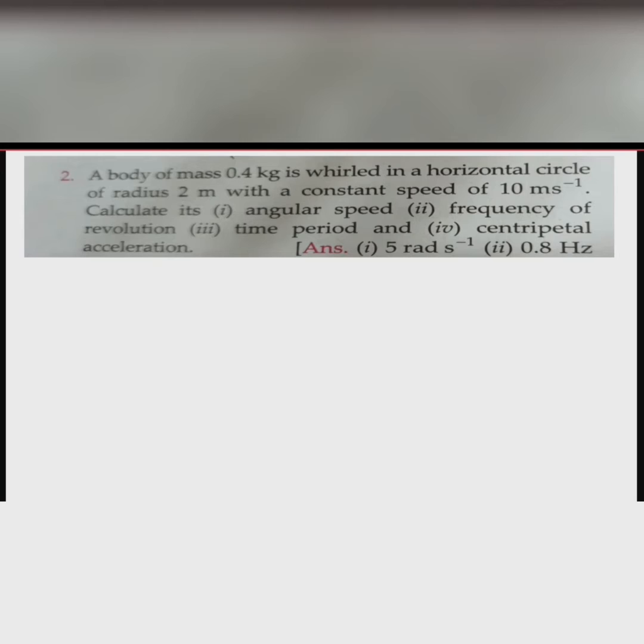Question number 2. It says a body of mass 0.4 kg is whirled in a horizontal circle of radius 2 meter. So please make a note, we are not taking a vertical circle. The discussion for a vertical circle is a little different. Okay? In a horizontal circle of radius 2 meter with a constant speed of 10 meter per second. So here look at the unit, 10 meter per second. It means they have given you this speed, angular or linear? Linear. Yes, this is linear speed.